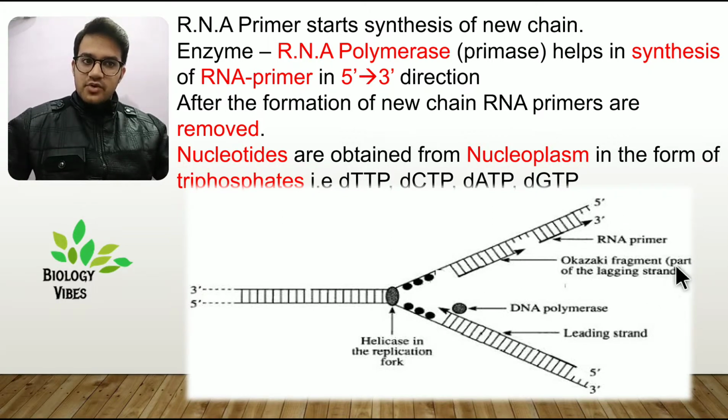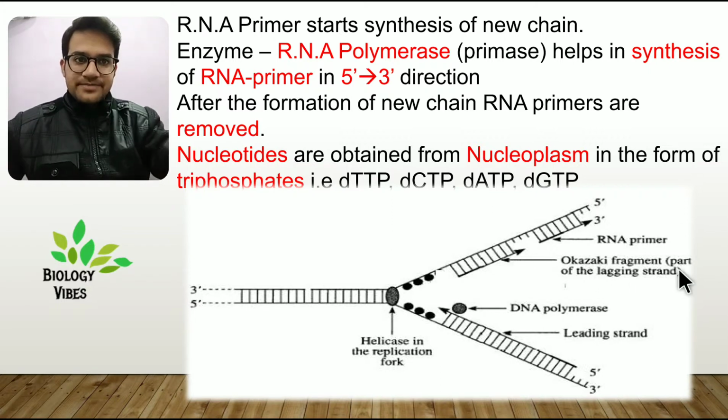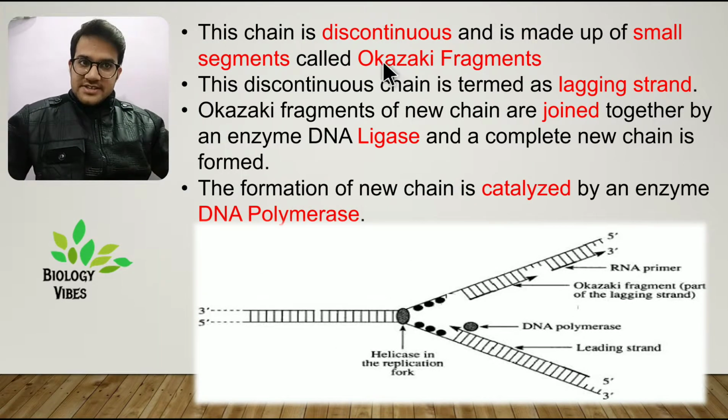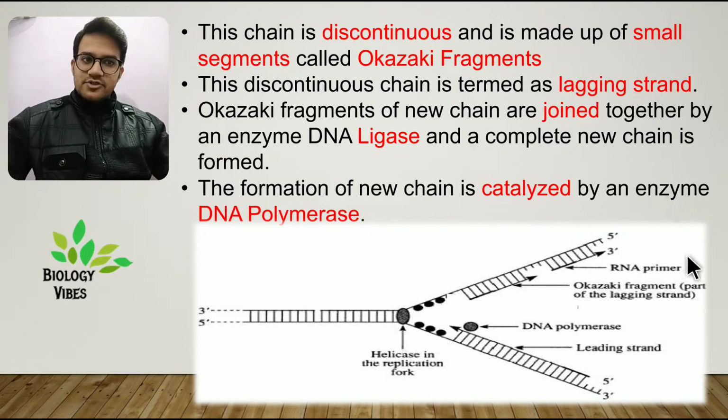Now these small fragments are known as Okazaki fragments, part of the lagging strand. So this is known as the leading strand and this is known as the lagging strand. So formation of a new chain is always from the 5 prime to 3 prime direction. One chain is continuous, this is known as the leading strand. The formation of the other strand begins from the center and not from the terminal end. It will not start from here, rather it will start from the center in this direction, 5 prime to 3 prime. The chain is discontinuous, made up of small fragments known as Okazaki fragments. This is termed the lagging strand.